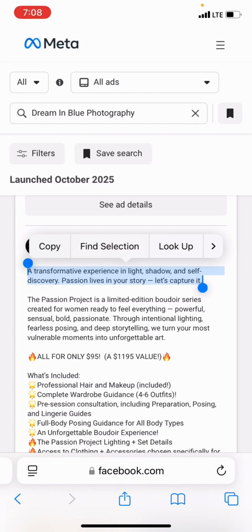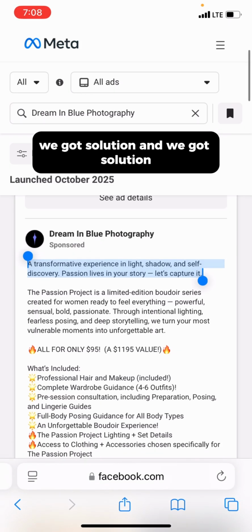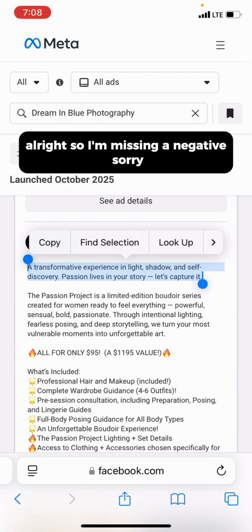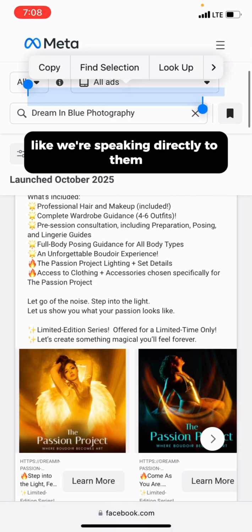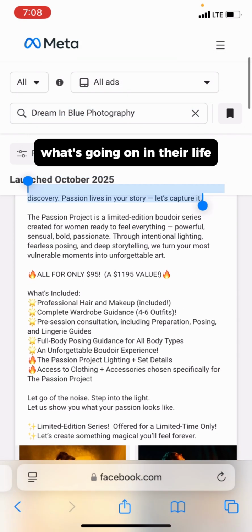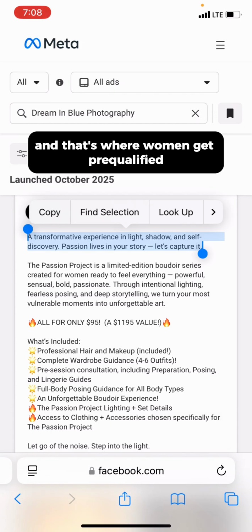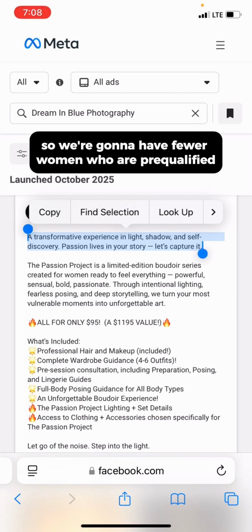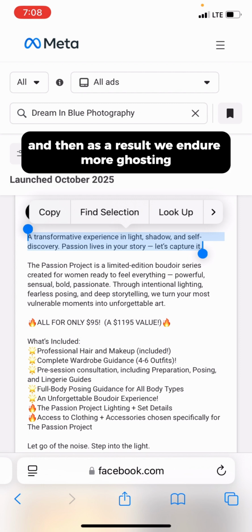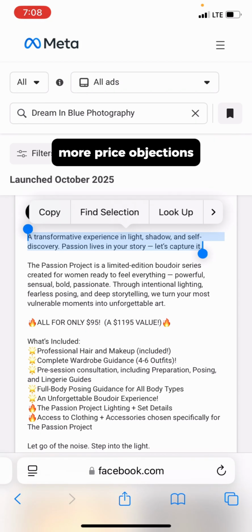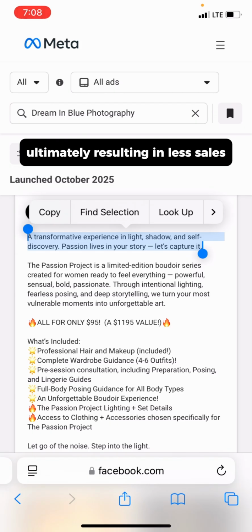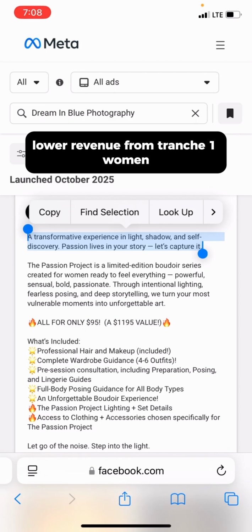All right, so what do we got here? Okay, we got solution, and we got solution. So we're missing a negative. With more women scrolling by, fewer women feel like we're speaking directly to them, to what's going on in their brain and in their life. So we're going to have fewer women clicking see more. We're going to have fewer women reading the full ad copy, and that's where women get pre-qualified. So we're going to have fewer pre-qualified women, fewer qualified leads, fewer qualified appointments. And as a result, we endure more ghosting, more price hunters, more tire kickers, more price objections, ultimately resulting in fewer sales, fewer conversions, lower ROAS, lower revenue from tranche 1 women.